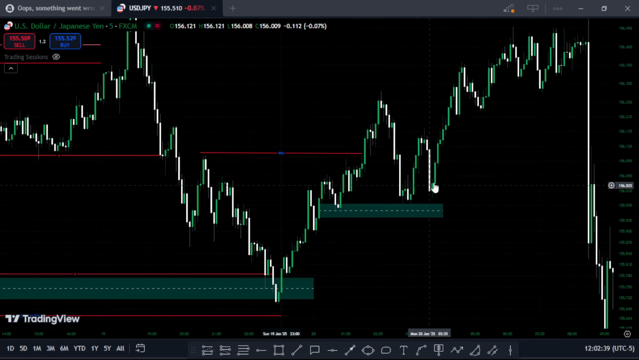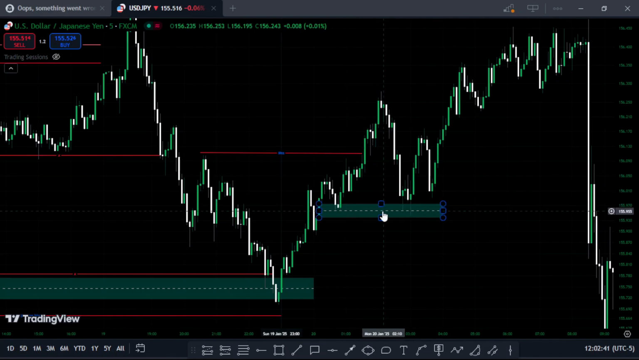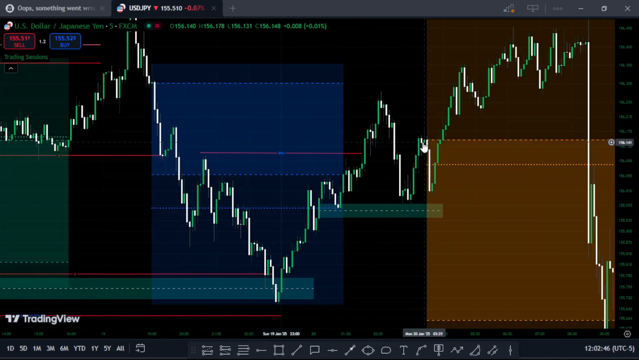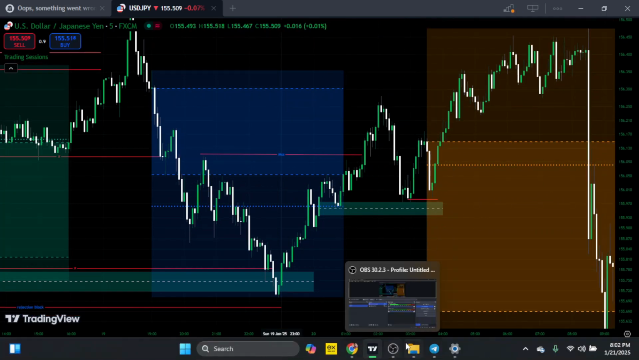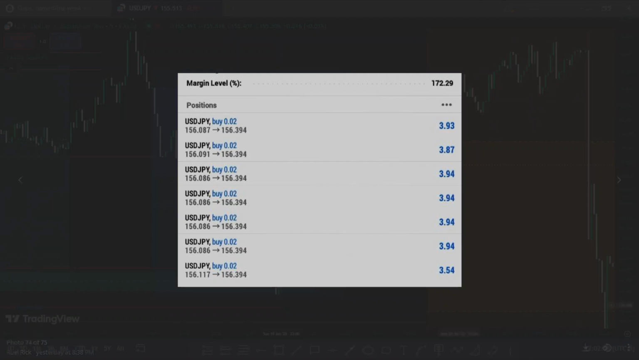After seeing this on the London session, after price fills this fair value gap and comes back for another retracement on this rejection, we call this a rejection block. This is where I started entering the trade. Let's make sure of that on my Discord.